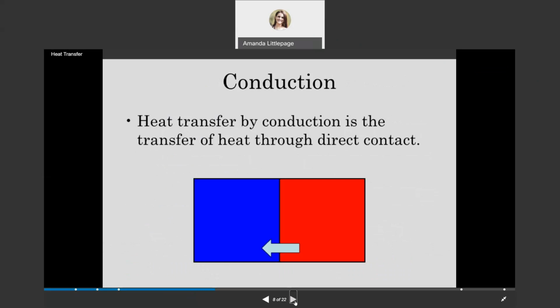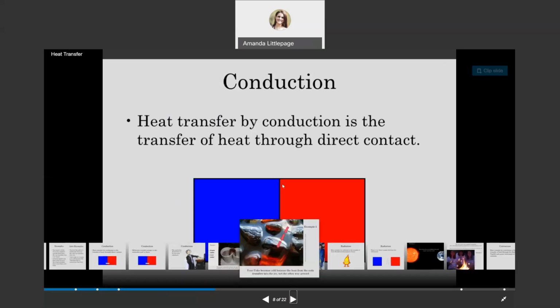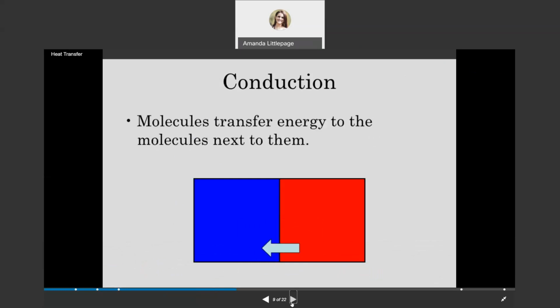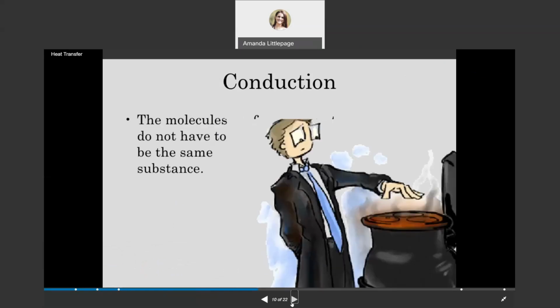So one of the first forms, conduction. The key with conduction is that it usually occurs in a solid and the two substances must be touching, similar to this example here. Direct contact. And because they're in direct contact, the molecules are going to transfer energy directly to the molecule beside them. It doesn't matter what type of substance it is.